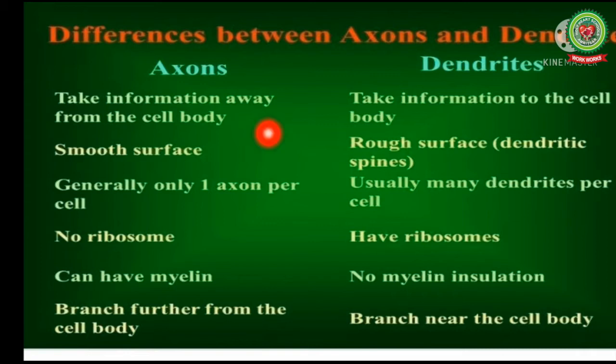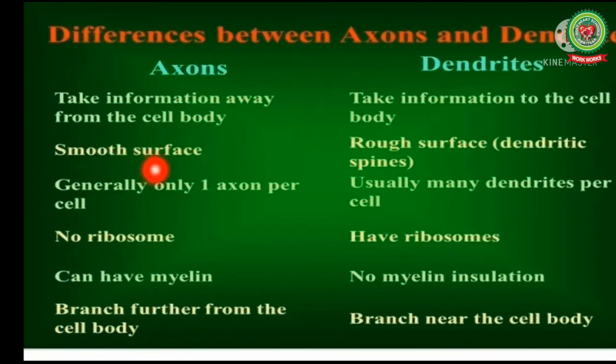Now, what is the difference between axons and dendrites? Axons take information away from the cell body. That is the reason they are called efferent processes of the neuron. Whereas dendrites take information to the cell body of a neuron. That is the reason they are called afferent processes of the neuron.